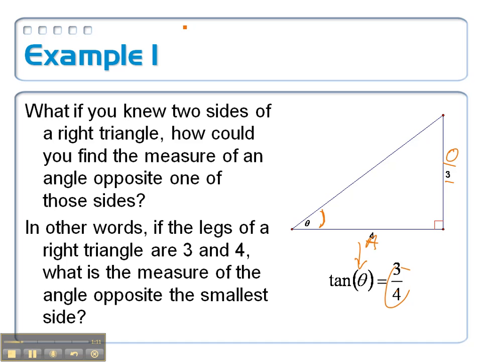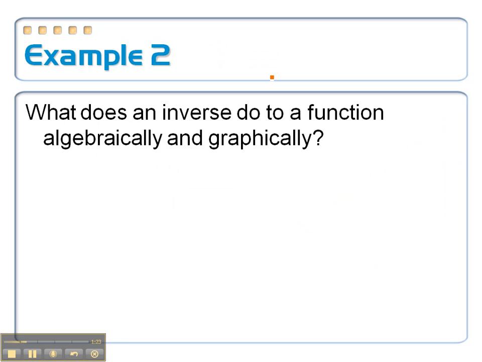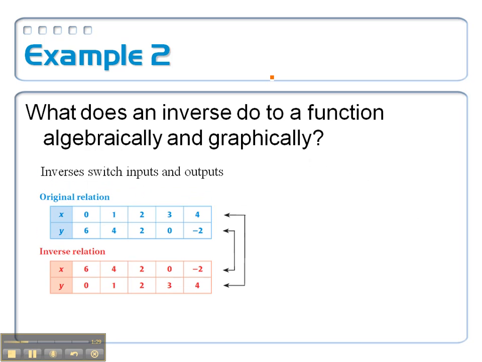So what we want to do is work backwards. And in mathematics, when we work backwards, we're using an inverse. For example, the inverse of adding is subtracting. The inverse of squaring is just taking the square root. So let's look at this from an algebraic point of view. Here's a table of values. This is the original relationships. You can see that x is 0 and 6, 1 and 4, 2 and 2, 3 and 0, etc.